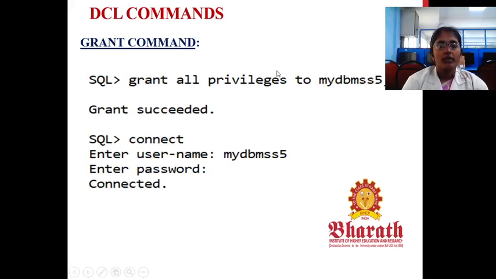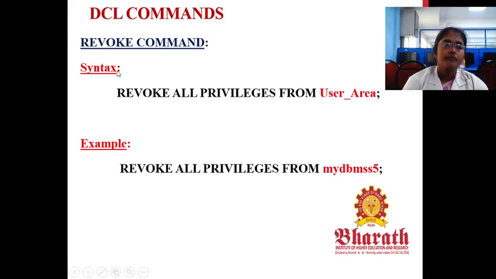So grant all privileges to this one. Grant succeeded, then he will be asked to enter the username and password. Then after that the user can access the database. Then next is the revoke command. Revoke command is used to withdraw the access. Okay, so revoke all privileges from, we're going to withdraw the privilege from any particular user.